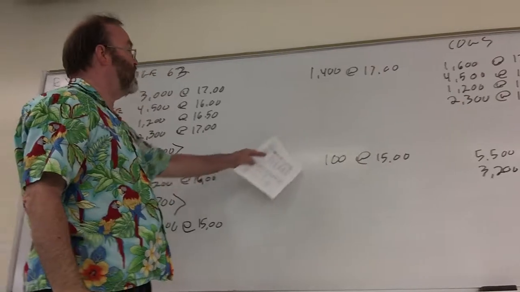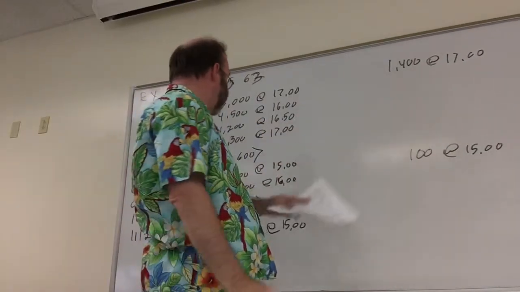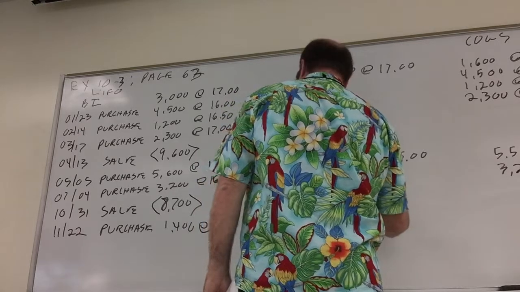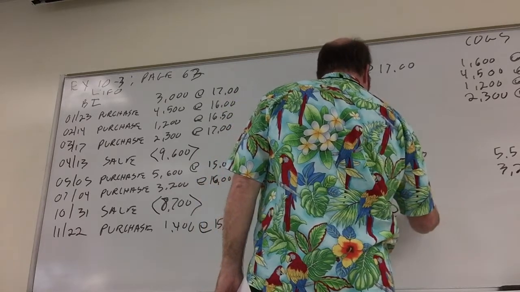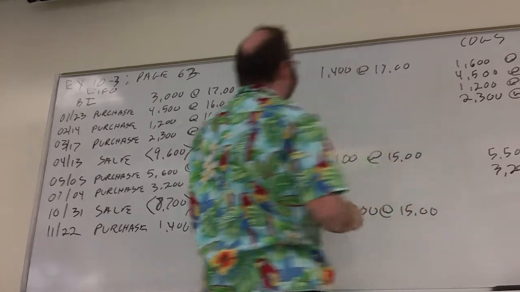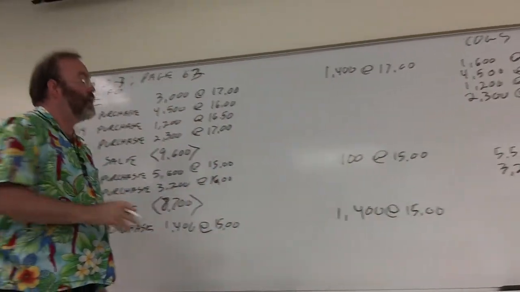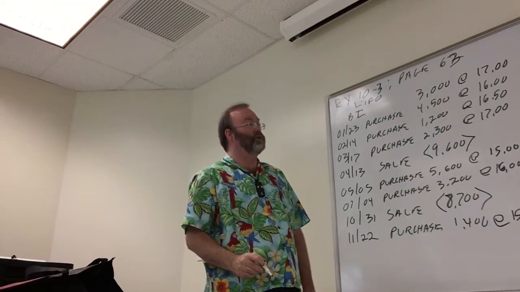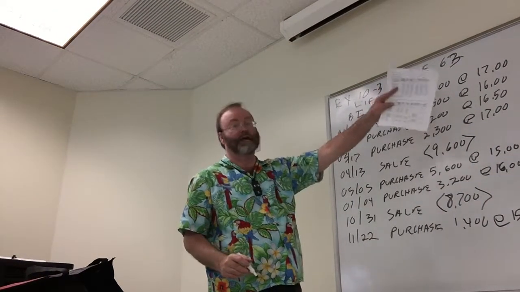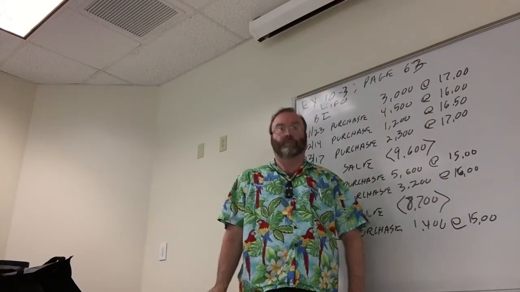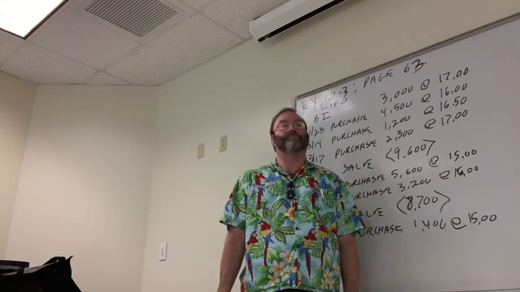So we have that ending inventory plus the purchase of 1,400 at 15. Oh, yeah, 15. And that makes up our 2,900 units in ending inventory, those three layers. Okay?